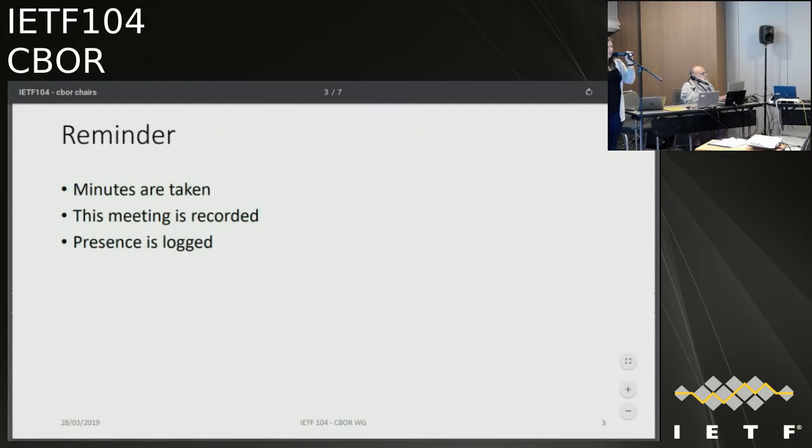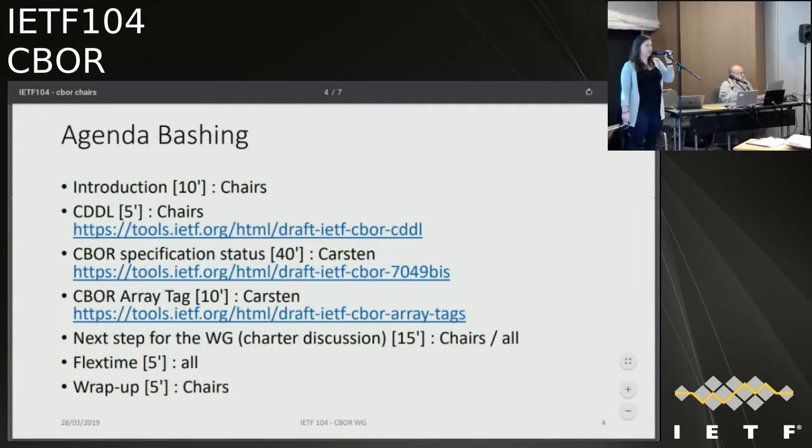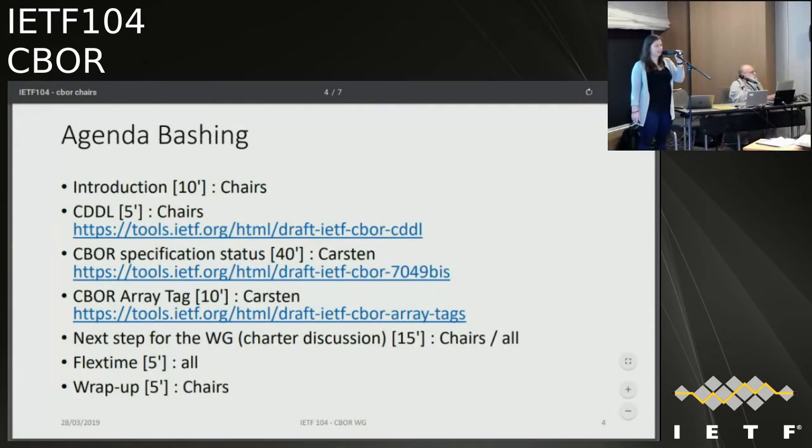This is the agenda for today. So we are at the introduction. The chairs will give a short status update of CDDL, and then Karsten will present the rest of the documents: CBOR BIS and array tag, and then we will have a discussion about the next steps for this working group. Anything anyone wants to add to this agenda? Looks fine.